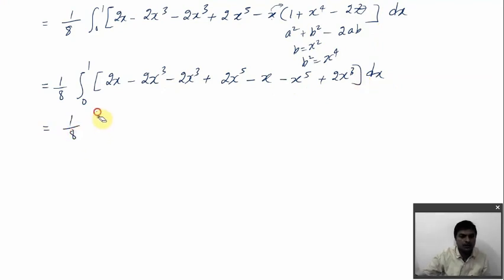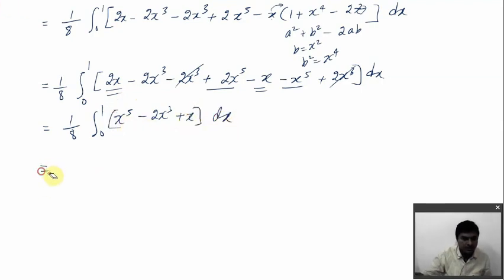So now 1 upon 8, I will integrate 0 to 1. Now here we can see 2x raised to 5 minus x raised to 5. So this is only x raised to 5. Then here we can easily see, yes friends, minus 2x cube and plus 2x cube will get cancelled. What is remaining? Minus 2x cube is remaining. Okay, next 2x and minus x will give you plus x. So this is what simplification we can do. dx you will get.